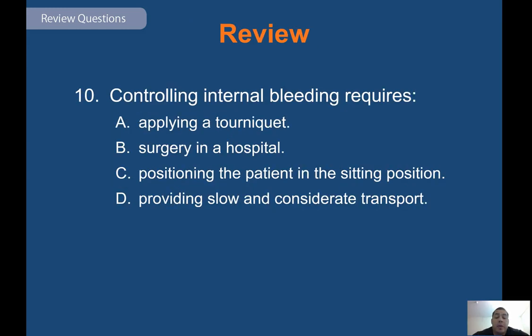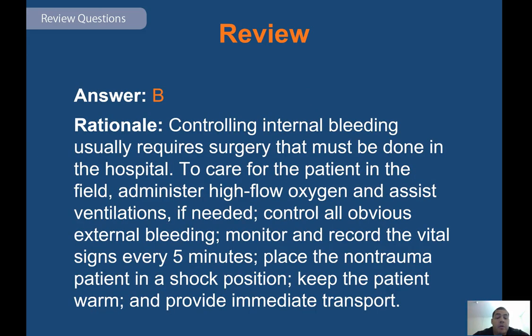So controlling internal bleeding requires what? So B, controlling internal bleeding usually requires surgery that must be done in the hospital. To care for the patient in the field, administer high flow oxygen and assist ventilation if needed. Control all obvious external bleeding. Monitor and record the vital signs every 5 minutes. Place a non-trauma patient in a shock position. Keep the patient warm and provide immediate transport.